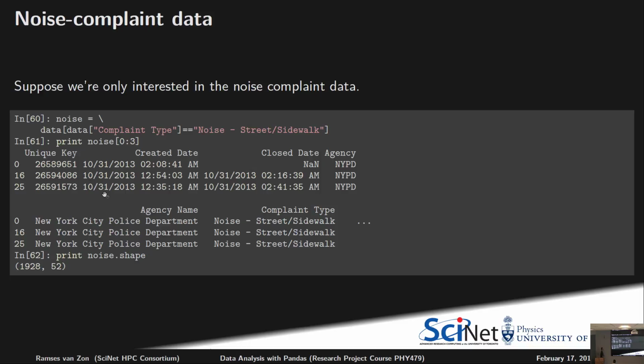So suppose we wanted to look at a complaint about noise. We could select just those, and this is a very neat construction. I ask which data, where the data column complaint type is equal to noise, street or sidewalk, and then I select only those into noise. So noise is a subset of the whole table where the complaint type is a certain type, and I could print it and I get a bunch of things. I get in total about 2,000 of those.